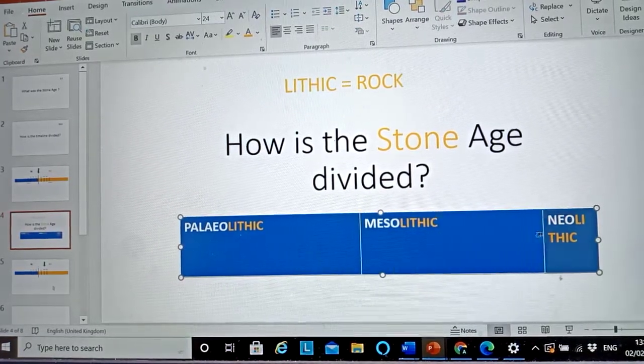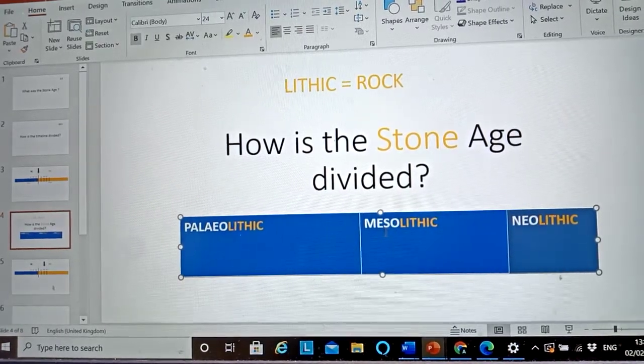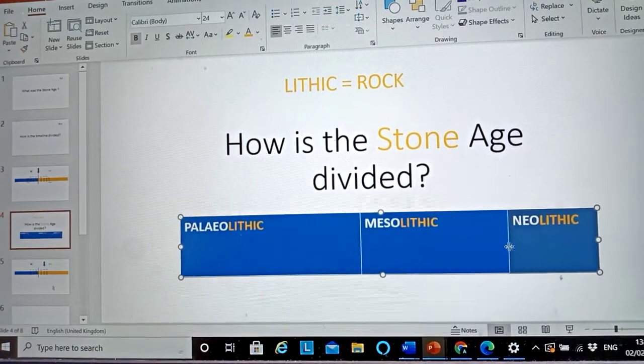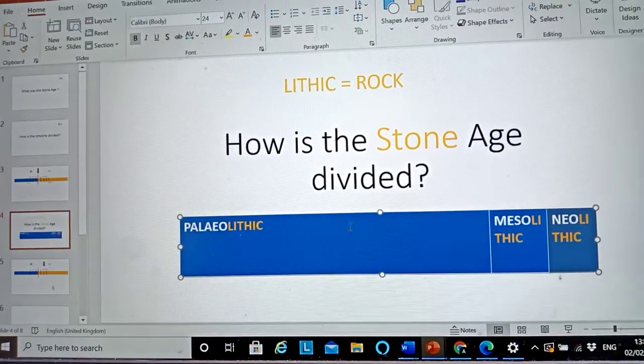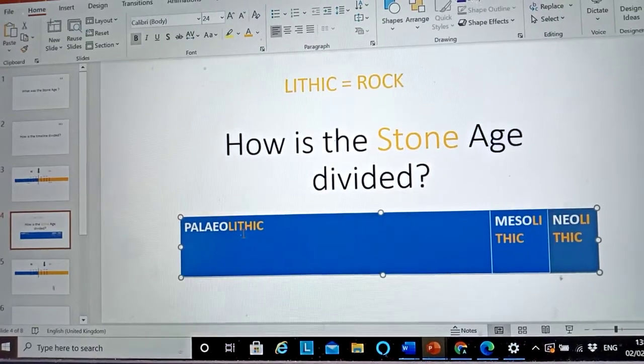We divide the Stone Age into periods because it's so long. The one nearest to us is called the Neolithic. Neo means new, and lithic means stone. The one in the middle is Meso, which means middle Stone Age. And finally, the word Paleo means ancient, really old, millions of years old. But they're not all the same length. Neolithic is just a short period in history. Mesolithic is not much longer, relatively short. But the Paleolithic is massive. It's huge. So let's have a look at these on a timeline.